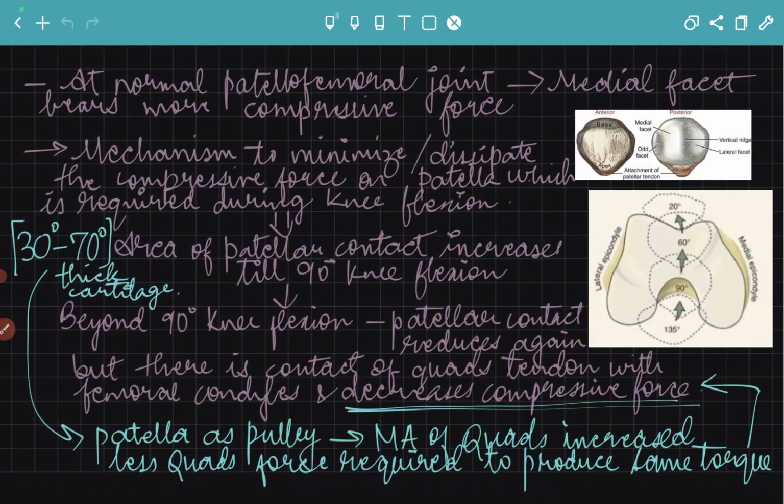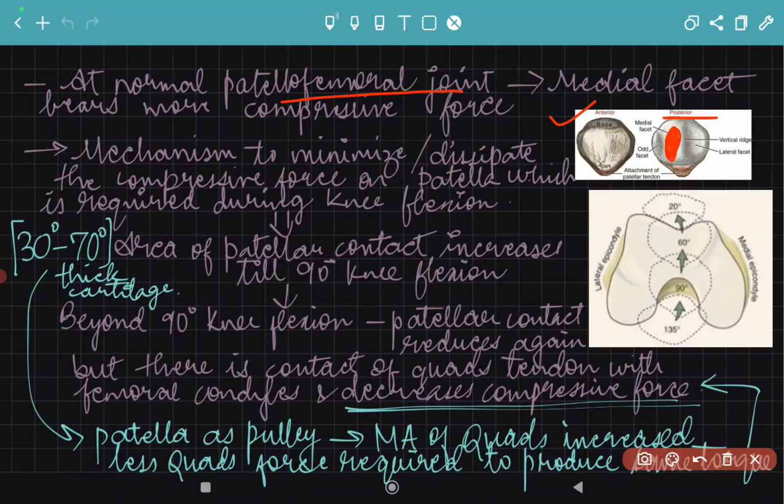Now, in a normal patellofemoral joint, the medial facet, which in this diagram can be appreciated on the posterior surface of the patella, the one marked right now, will bear more of the compressive force exerted on the patellofemoral joint. But during knee flexion, as it starts and progresses till at least 90 degrees of knee flexion, there is a mechanism which will minimize or dissipate the compressive force exerted on the patella.